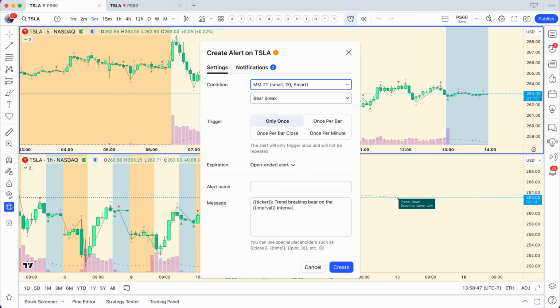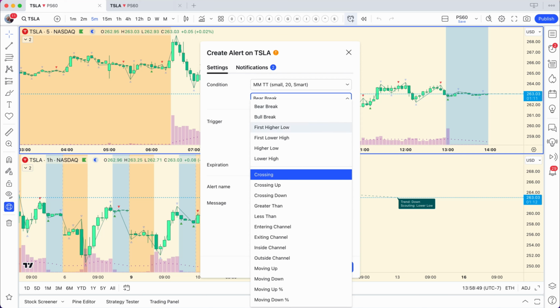So once you've selected that, you get a second drop down full of a bunch of things. Everything below this horizontal line here, this is the standard triggers that you get that come with TradingView in general. But everything above this line, these are the custom alerts for Trend Tracker. And so the first thing you see here are break alerts.